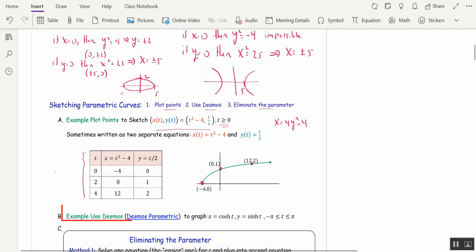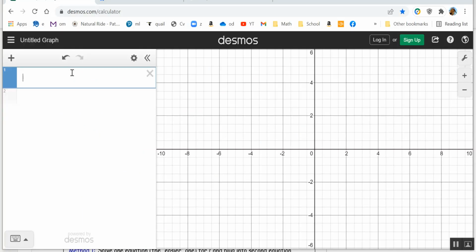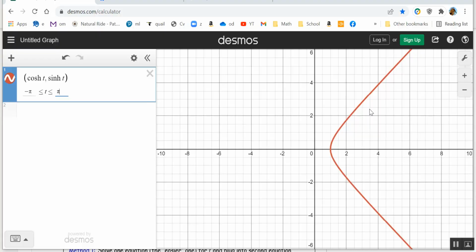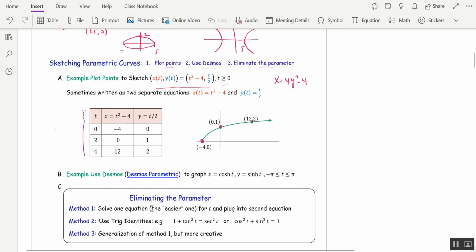Another way is to use Desmos. So let me show you that. With Desmos, the way it knows you want a parametric curve is you use parentheses and you use t as your parameter. You can't use theta or any other letter. So cosh t, comma, sinh t, those are hyperbolic functions. And then automatically it gives you a default on t. We want t going from negative pi to pi. So there you go. It looks like the right branch of a hyperbola. And actually it is.